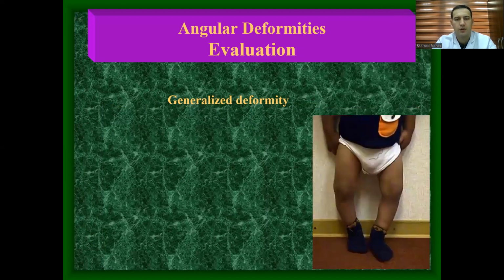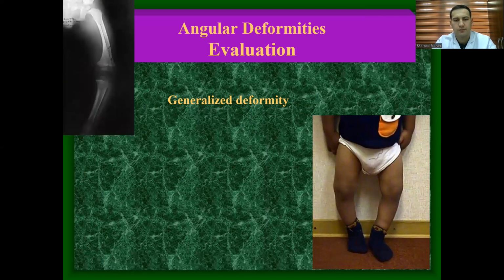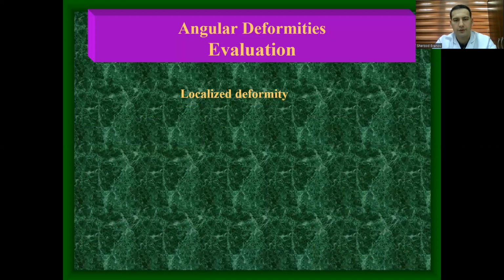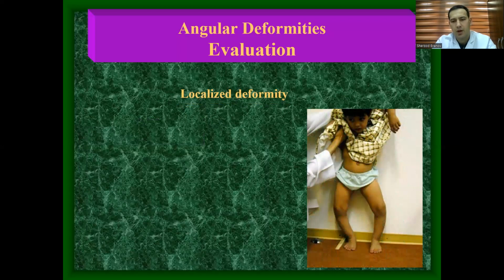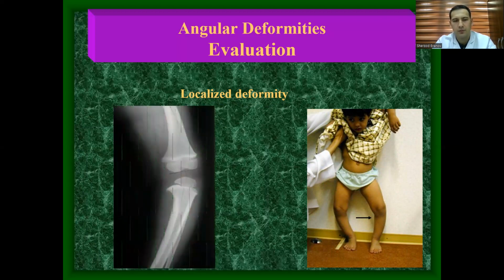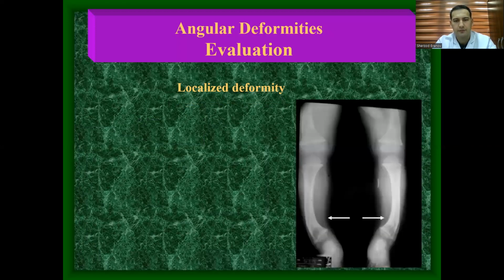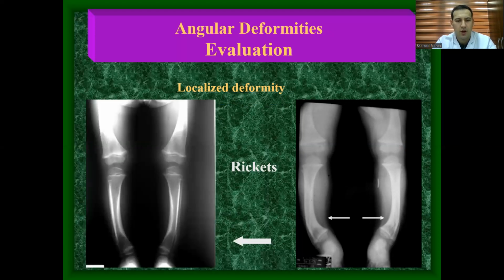Generalized deformity: the baby is sitting up, and this is the X-ray. Localized deformity: baby picture, you can see the swelling here, and the bone X-ray. Localized deformity X-ray pictures. It was rickets. And the next one.